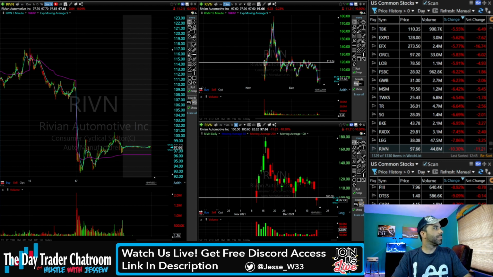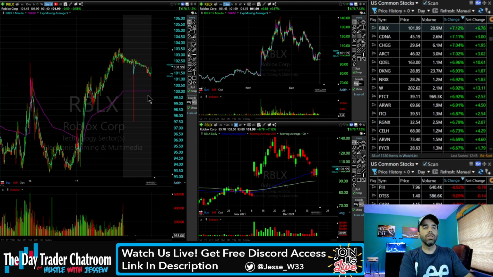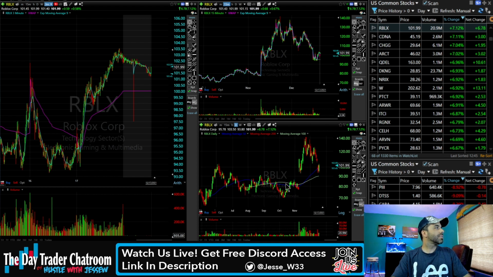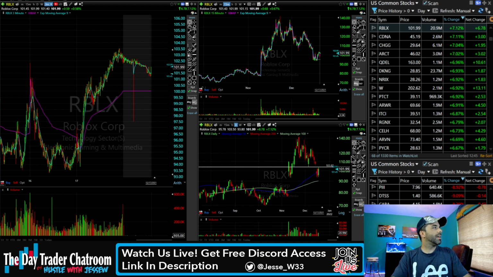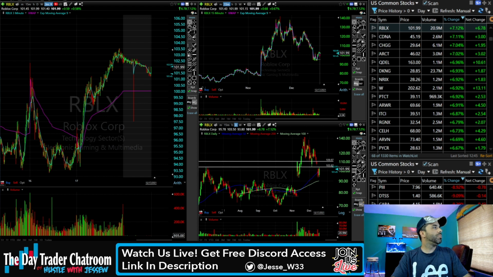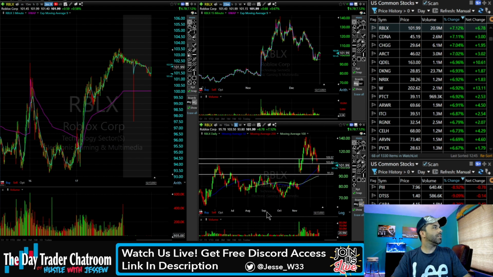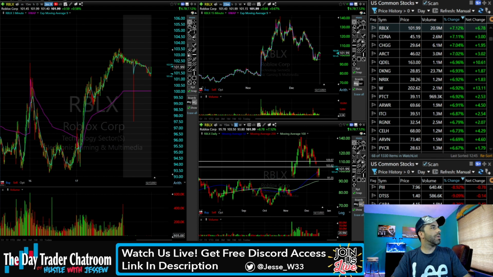Now let's head on over to Roblox and take a quick look at what that one's looking like, because this one actually broke down under some major support. We had a really good solid line of support in here at 110, and both of those have broken down. Now we're underneath those, but we do have the 50-day moving average there, and we do have a strong $90 to $92 support there. I think I'm going to leave Roblox alone for a while, so that one's not going to make it on the weekly watch list today.